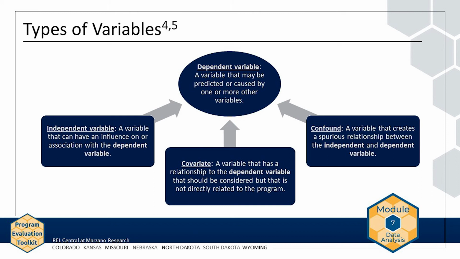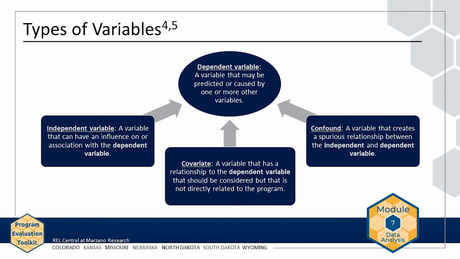An independent variable is a variable that can be introduced or adjusted to determine its influence on or association with a dependent variable. In the previous AMP example, homework completion is the independent variable because it may influence math achievement, and strategies can be introduced to help students complete more homework. A covariate is a variable that could explain differences in the dependent variable, but that is not directly related to the program.